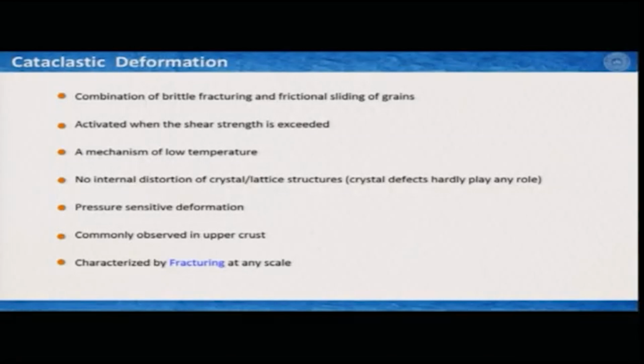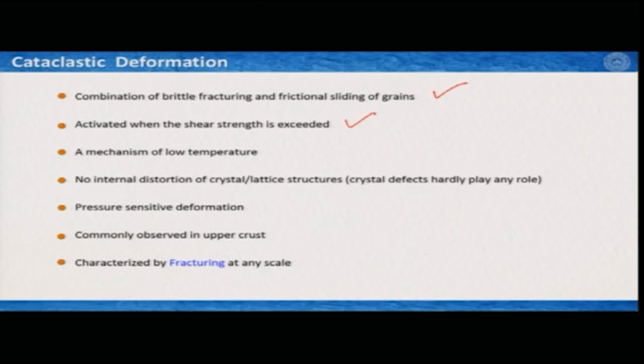Cataclastic deformation is nothing but when your grains do fracture or you have some sort of frictional sliding of the grains. So, it is a combination of brittle fracturing and frictional sliding of grains, and if you have to fracture or frictionally slide the grains from one position to another, then it is activated only when you exceed the shear strength of the rock or shear strength between the two grains. We will learn about it later.